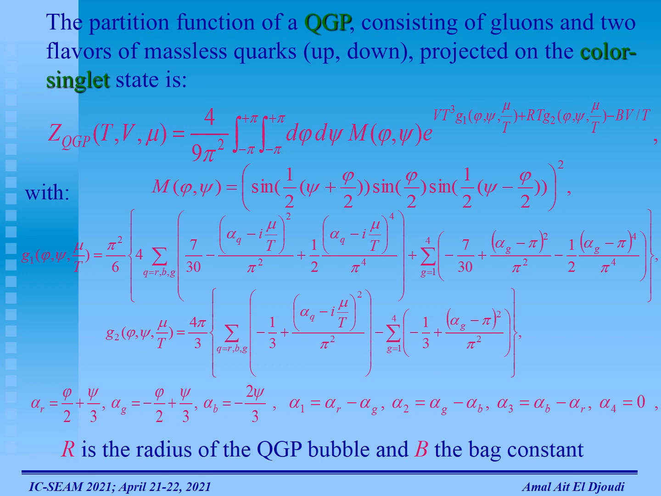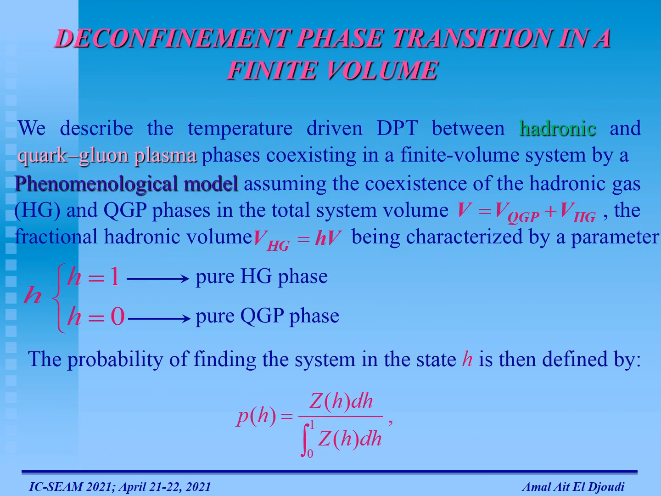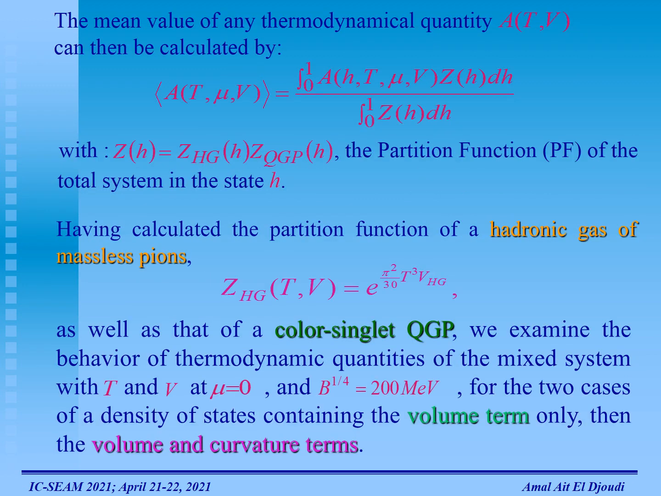We use also a phenomenological model assuming the coexistence of the hadronic gas of pions and the QGP phases in a finite volume V, and a parameter H is defined to characterize the fractional hadronic volume. Then we can calculate the mean value of any thermodynamical quantity knowing the individual partition functions of the two phases.